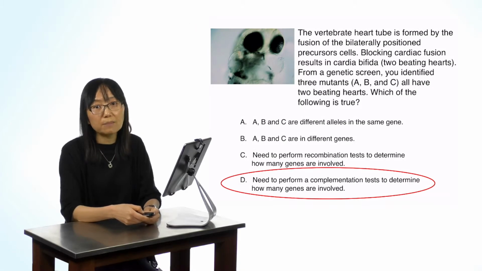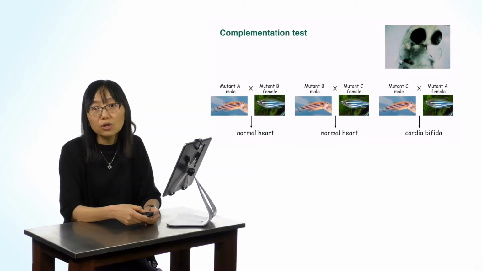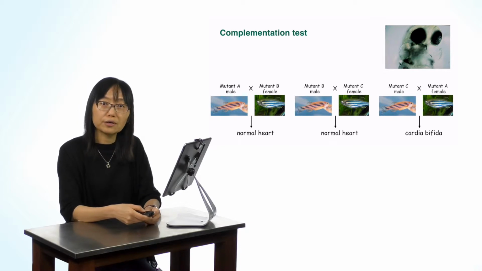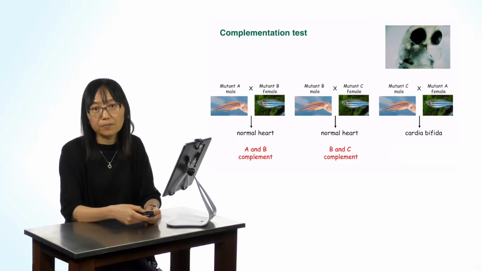We need to do a complementation test to determine how many genes we are looking at. The concept of the complementation test is the same as what you learned in Benser's R2 experiments. You will need to cross 2 mutant heterozygotes to each other. If all their progeny show wild-type phenotype, that means they complement each other and they represent different genes.